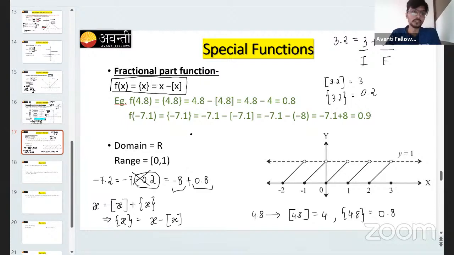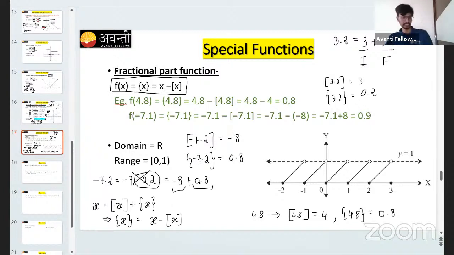So if someone asks me for -7.2, the fractional part of -7.2 is 0.8. I hope it is clear. Here again, I have taken two examples. Basically, in these examples, we have used the definition of fractional part, that is, fractional part is equal to x minus step of x.